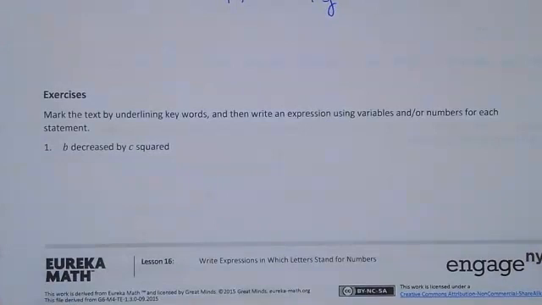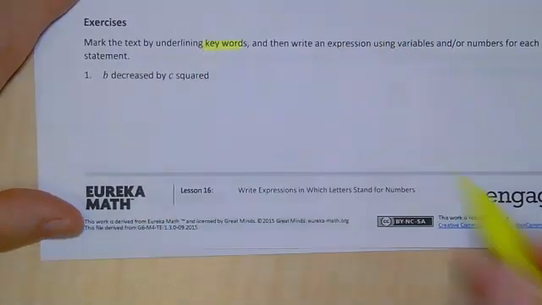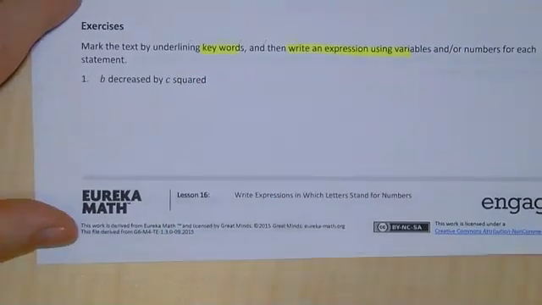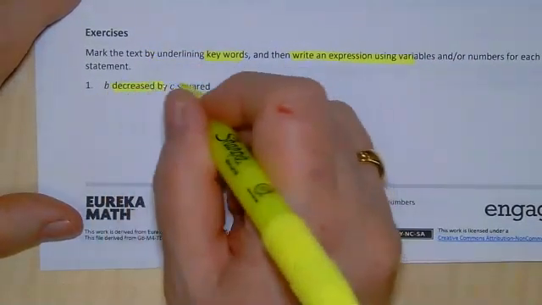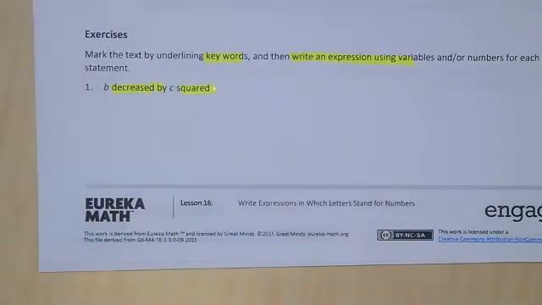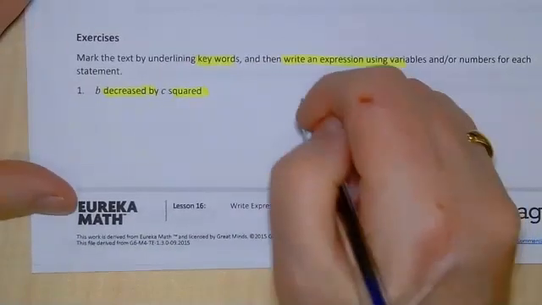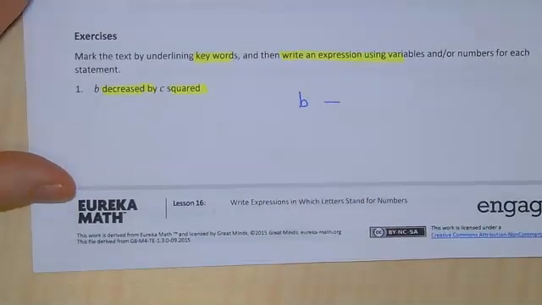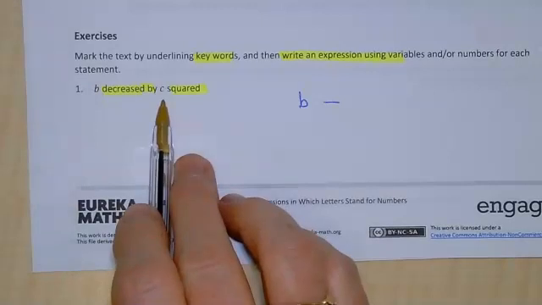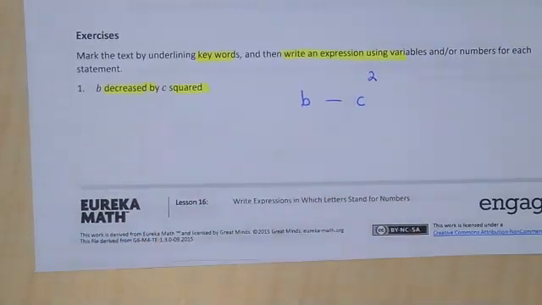We do. Just about. Mark the text by highlighting keywords and then write an expression in math. So I'm going to highlight decreased by and squared. How do you think I'm going to write that in math? Hayden? B subtract C squared. Yep, exactly right.